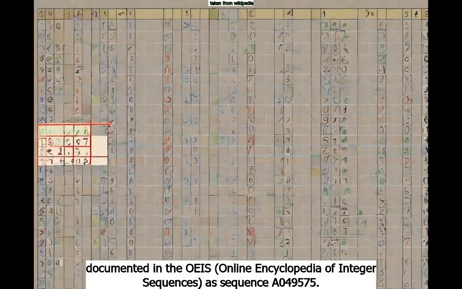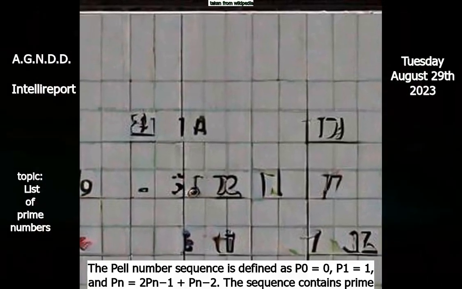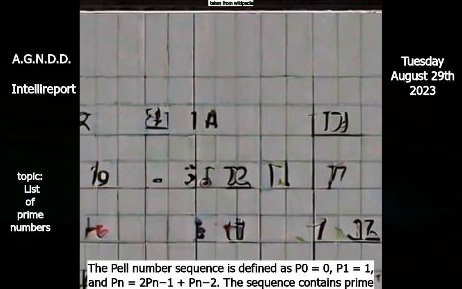A049575. The Pell number sequence is defined as P0 equals 0, P1 equals 1, and Pn equals 2 times P(n-1) plus P(n-2).